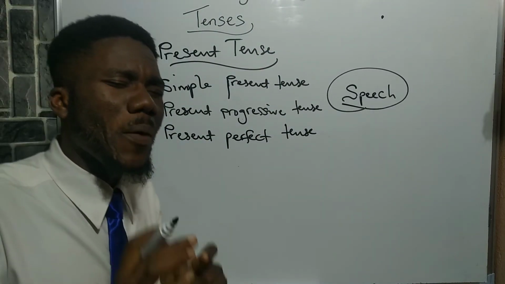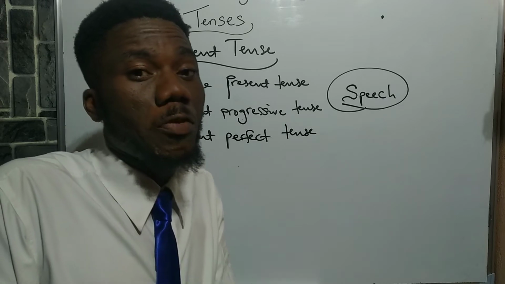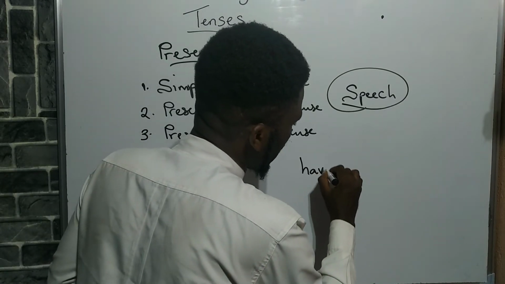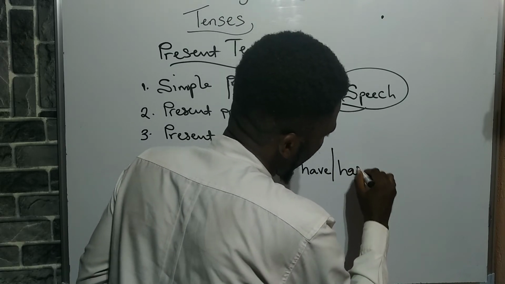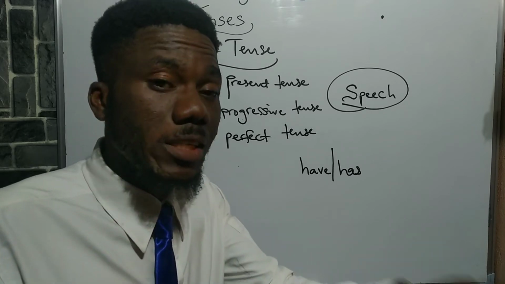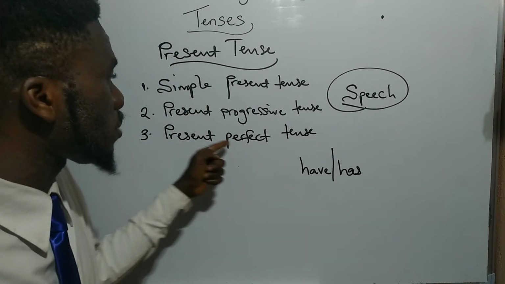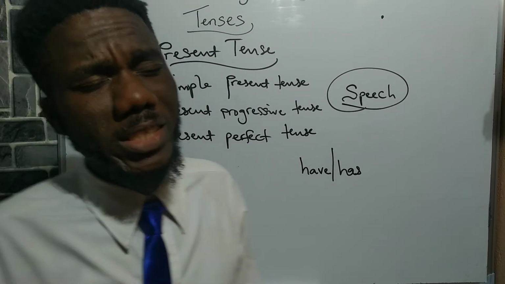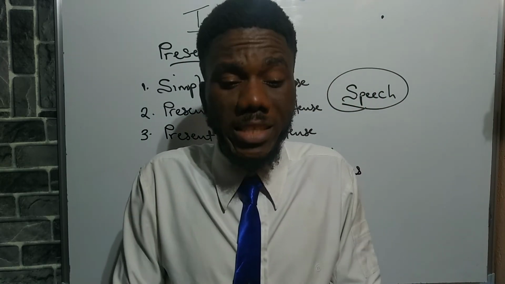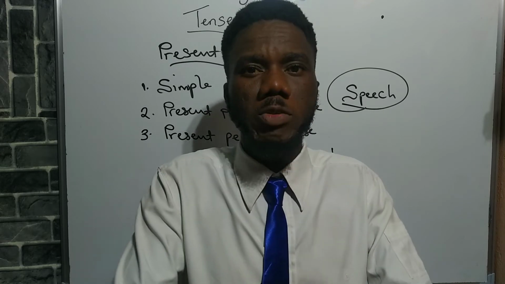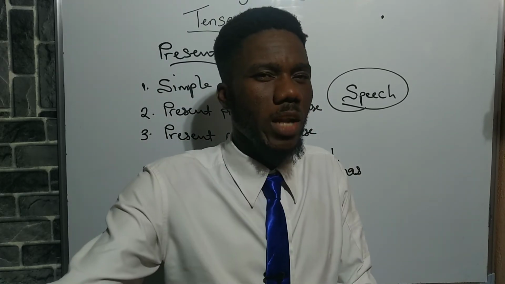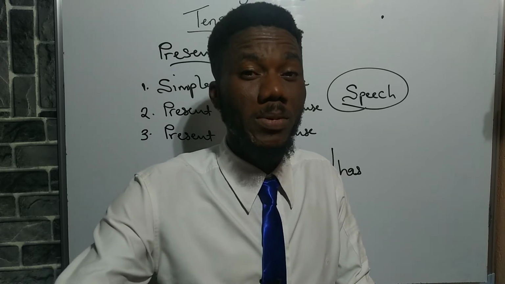Listen, to spot a present perfect tense form of a sentence, it is expected to have the auxiliary verb have or has. It should have one of these for you to confirm that this sentence is in the present perfect tense form. Now, what it means, this is an action that has been accomplished. This action has taken place as at that time of speech. We are still considering speech. As at now that I am speaking, the action has been accomplished. It has happened and stopped.